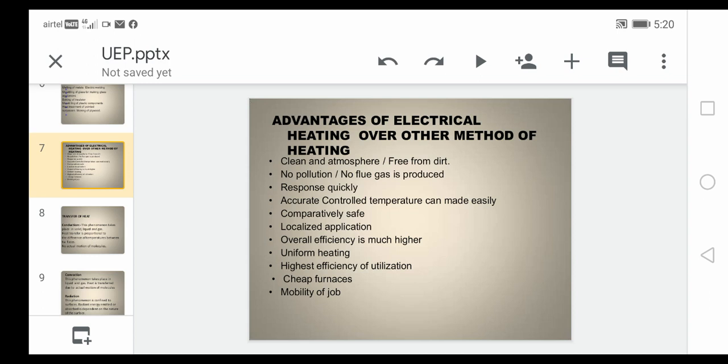Advantages of electric heating over other methods of heating. We know that there are different types of heating. In olden days we used wood. After that we used gas. After that we used a kerosene stove. Apart from all these, nowadays we are more comfortable with electric heating.